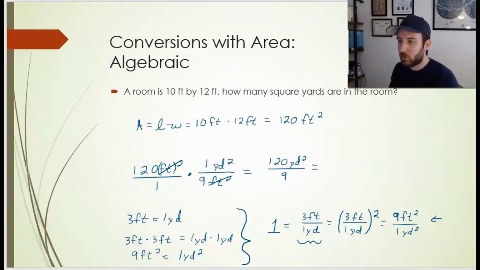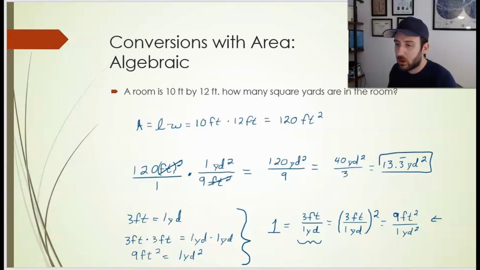Let's make that look a little more simple. I can do 120 divided by 3, which would get 40. So 40 square yards divided by 3 is what happens when I divide the top and bottom both by 3. But I want to make it even simpler than that. So this is going to come out to about 13.3 repeating square yards if we did this in our calculator. So 13.3 repeating square yards is the area that we have for a room that is 10 feet by 12 feet.